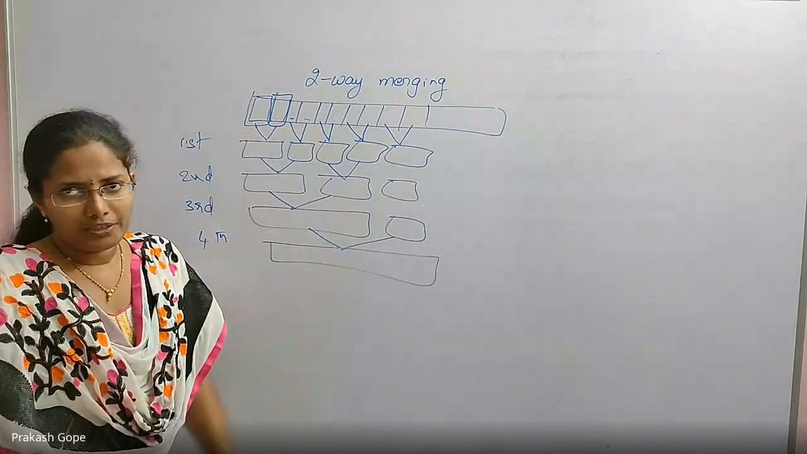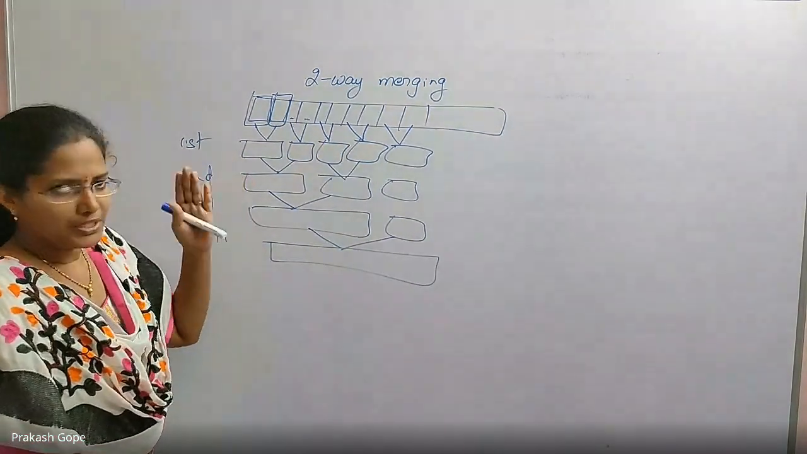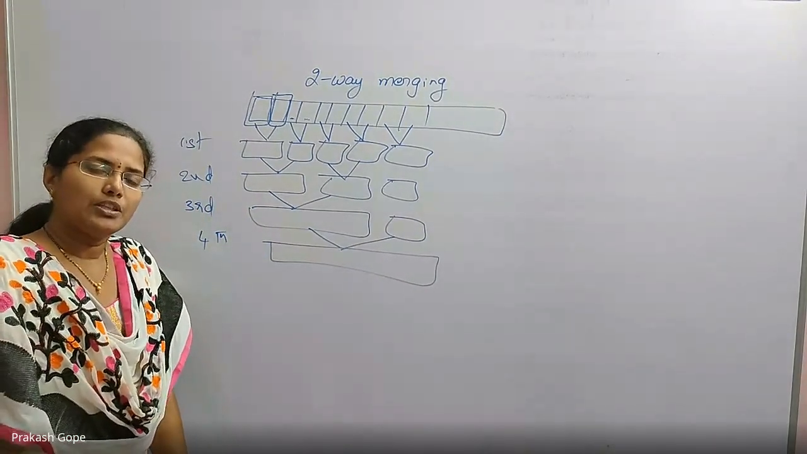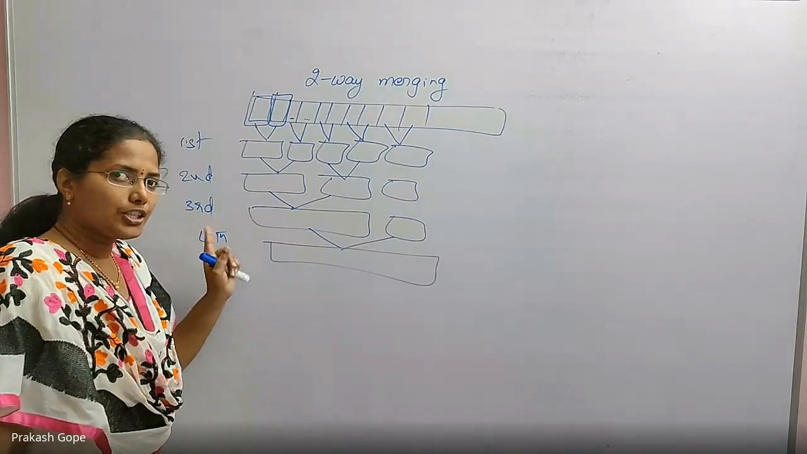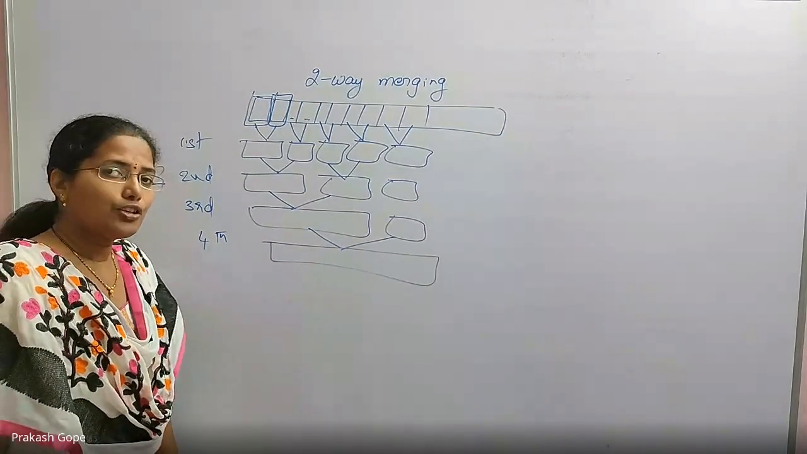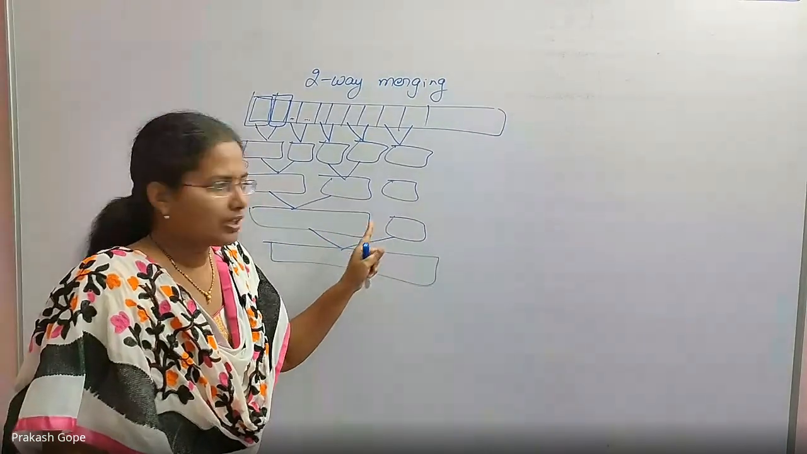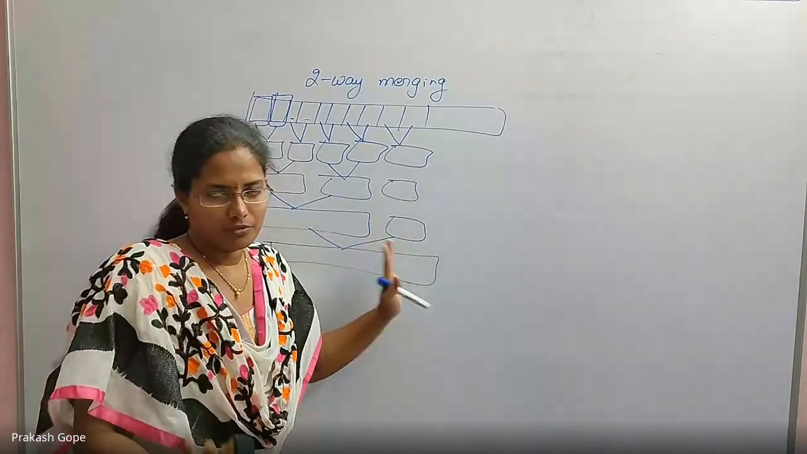They will give you an array. What is the result of this array after the third iteration if you follow two-way merging? You should know that in the third iteration every eight consecutive elements will be in sorted order. So the first 8 elements you just sort, and the remaining you just sort. That's all.